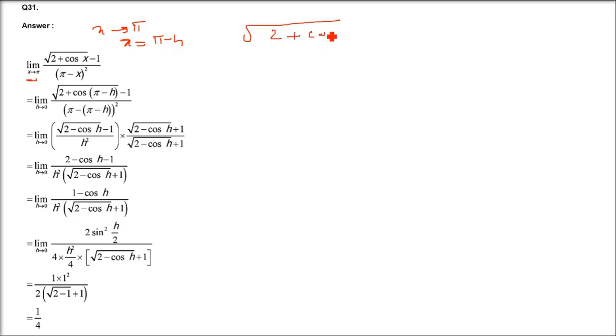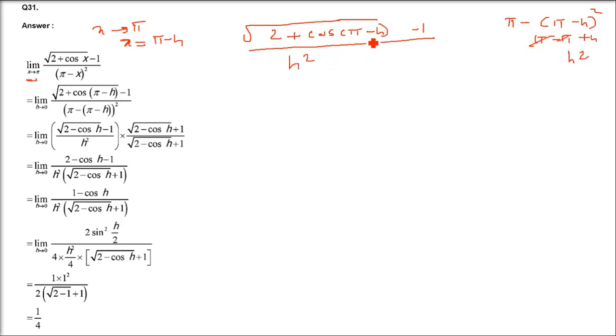So root 2 plus cos(pi minus h) minus 1, and then you have to apply the rationalization factor also. In the denominator, pi minus (pi minus h), so pi gets cancelled, only h square will remain because we are taking x as pi minus h. Now cos(pi minus h), cos 180 minus theta is minus cos theta, so minus cos h. So 2 minus cos h minus 1 divided by h square.